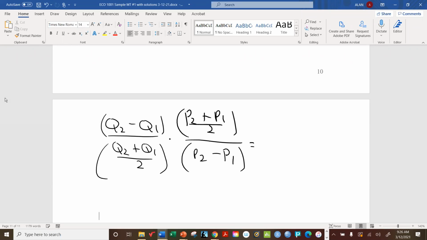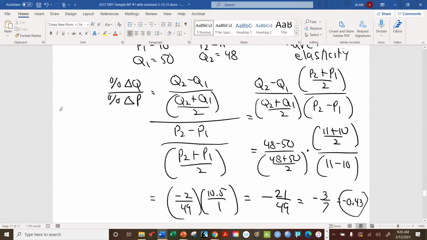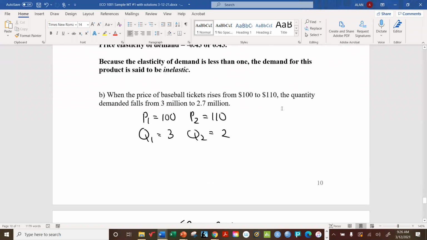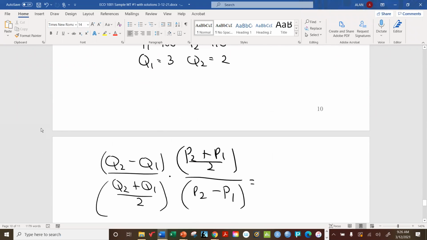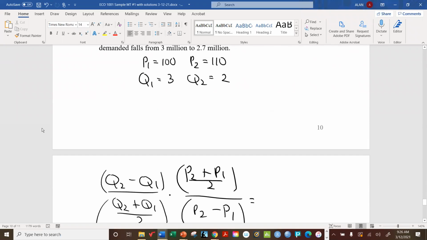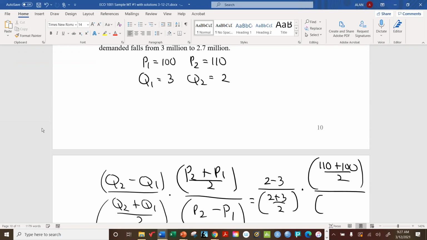Okay. And you notice I went directly to this version of the formula. Yeah, this one. I just think it's a lot easier to deal with. Well, now look how easy it is to plug in these numbers. So we've got 2 minus 3 over 2 plus 3 over 2. And then here we have 110 plus 100 over 2, all divided by 110 minus 100.